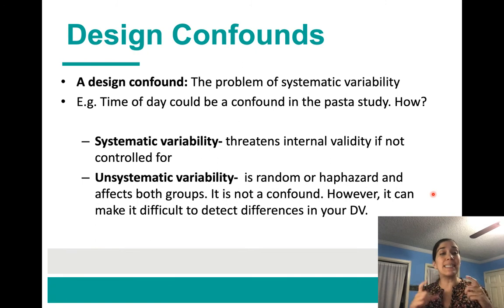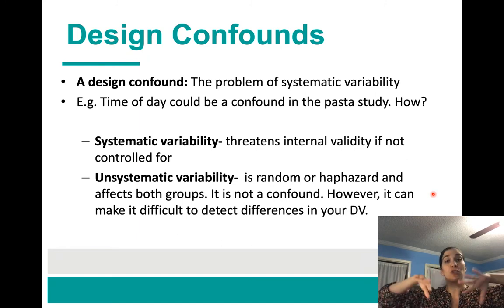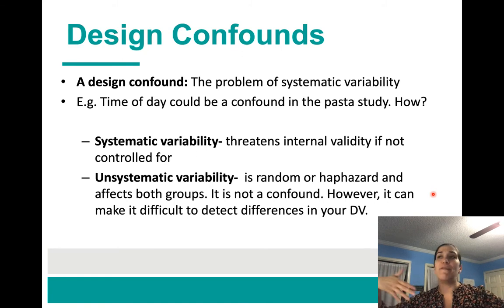So an example of unsystematic variability is how much an individual likes pasta. Some people like pasta more so than others. Those that don't like pasta, who are you? But those that don't like pasta as much might still be in the group. But I can't control for that. That's not systematic variability. We should assume that the two groups that we have, our two samples, will vary on how much they love pasta, right?